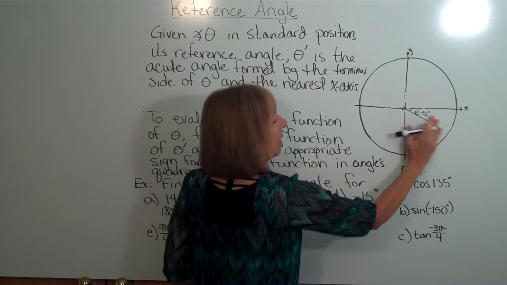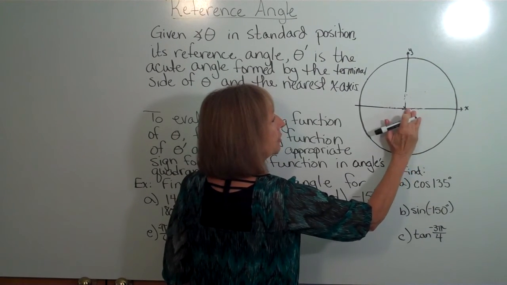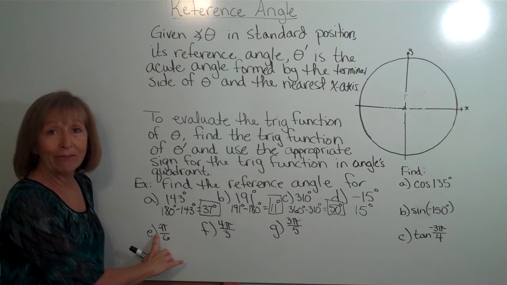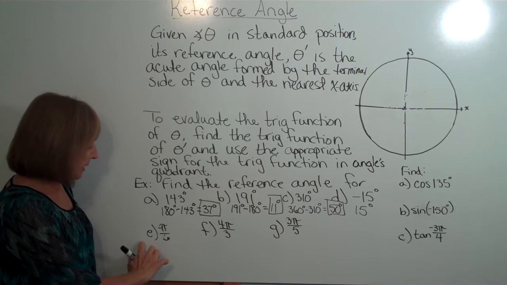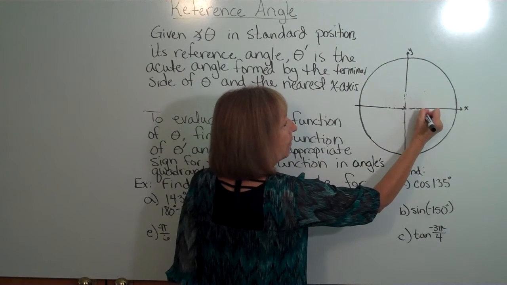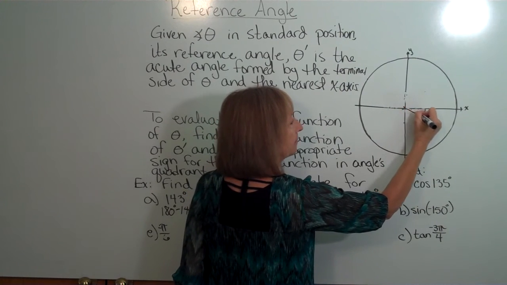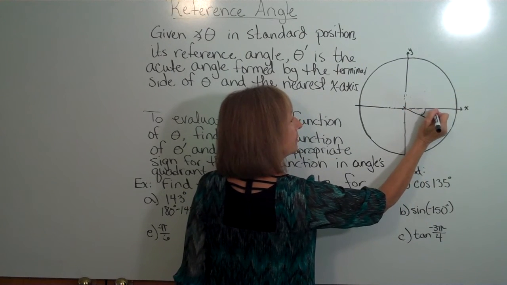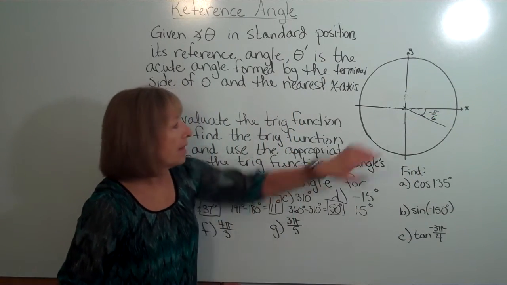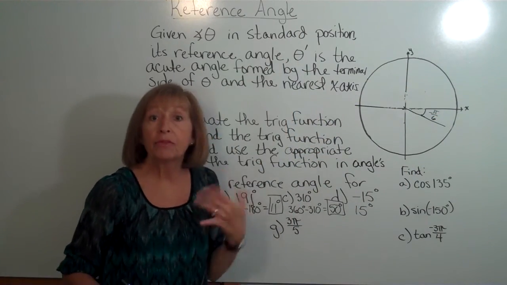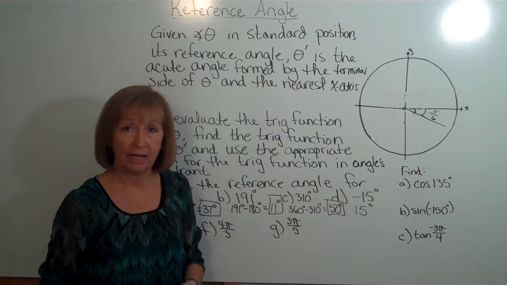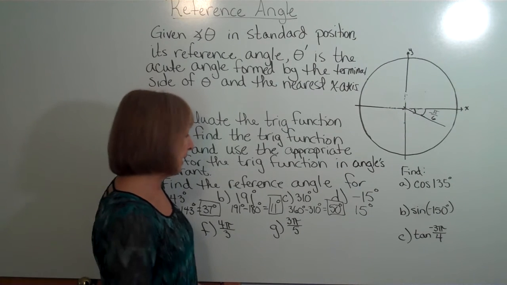Now let's try some that are in radian measure. So next up is a negative pi over 6. So I'm going down and around 1/6 of a pi. So down pi over 6 for my theta. And then the reference angle again is to the nearest x-axis, but it's the acute angle there. So here my reference angle will be pi over 6.